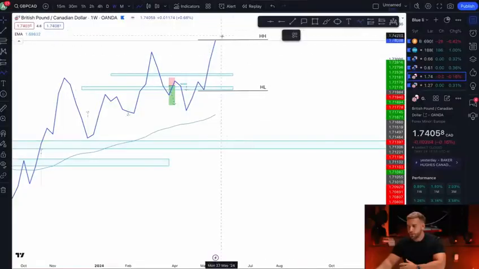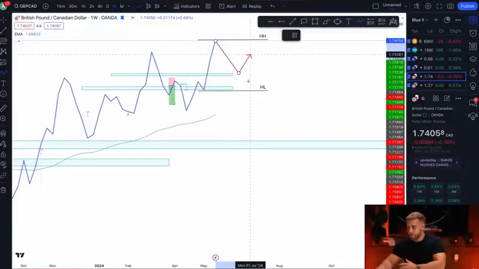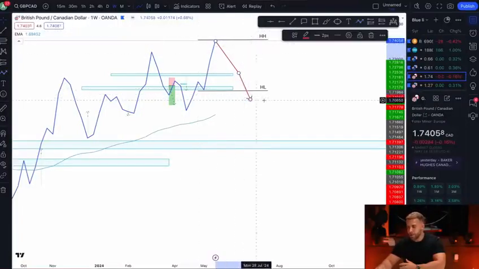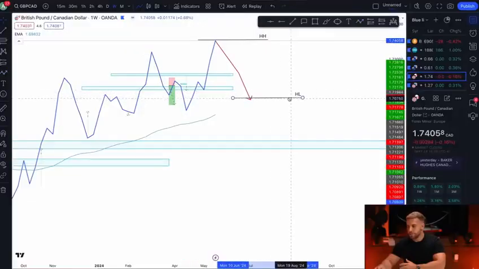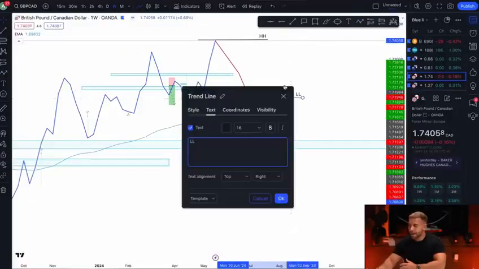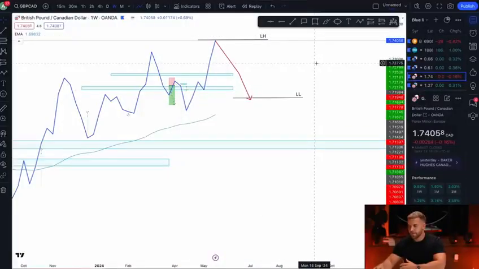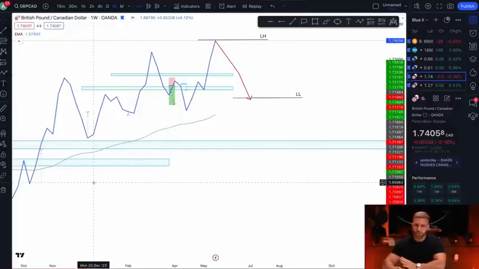What we would do is anticipate for this to have a pullback in order for this to head to the upside. If this market decides to now break this higher low, now this market will be bearish, and this will be the lower low, and this would then be the lower high. This is very simple and happens every single day in the markets across every single time frame.